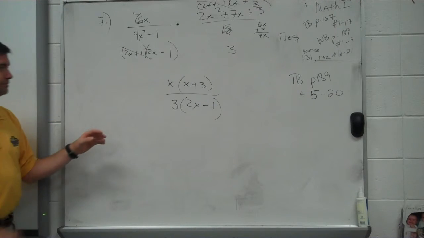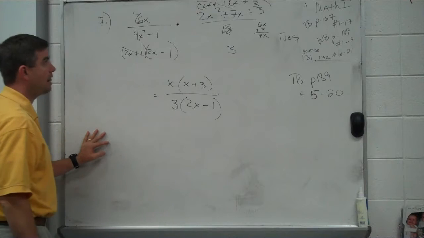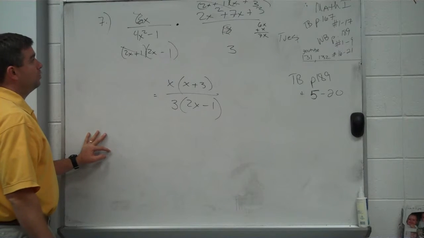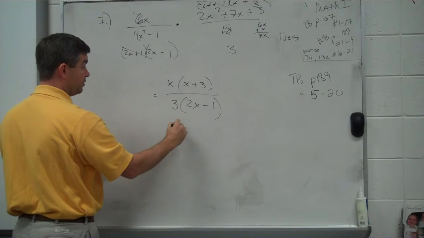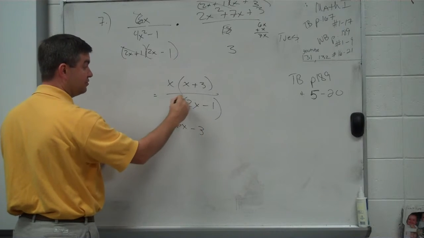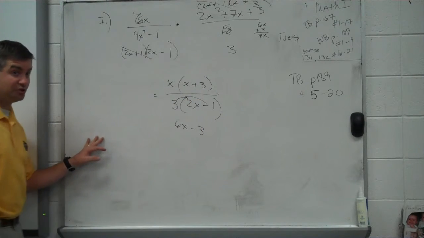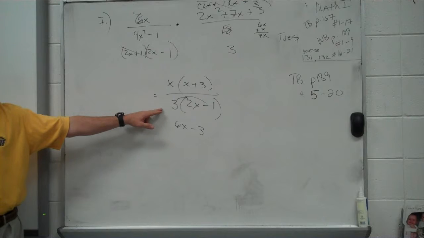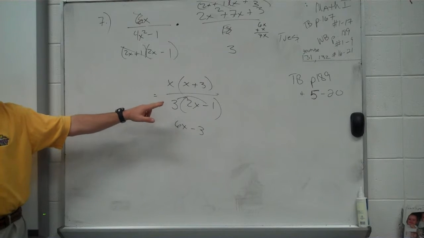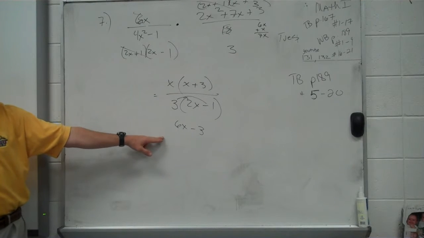John? What if you would have said 2x minus 1 times 3, on the bottom of your answer? If you distributed, it would be 6x minus 3. And that would be wrong because I've told you many times to leave it in factored form. So you want to leave it written out like this, not like this.